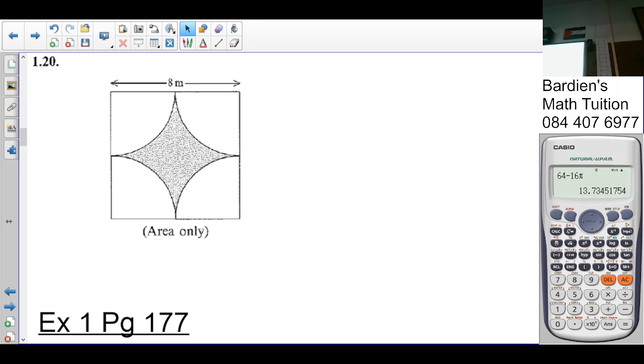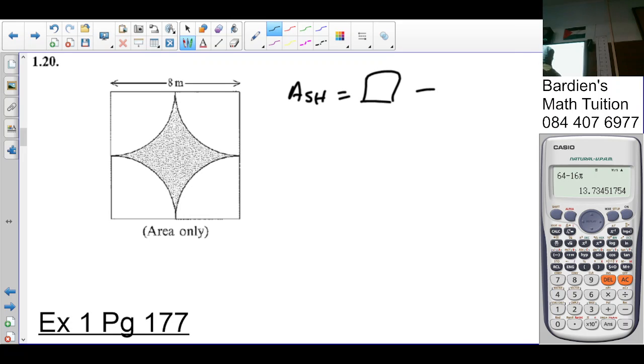Right, so what we have here, the question is to calculate the area of the shaded region only. No? Right. So what do you think is going to happen here? The area of the shaded region will be the square, minus the circles. 4 quarters makes what? 1. So it's 1 circle actually. Can you all see that, people? It's actually minus the area of a circle.